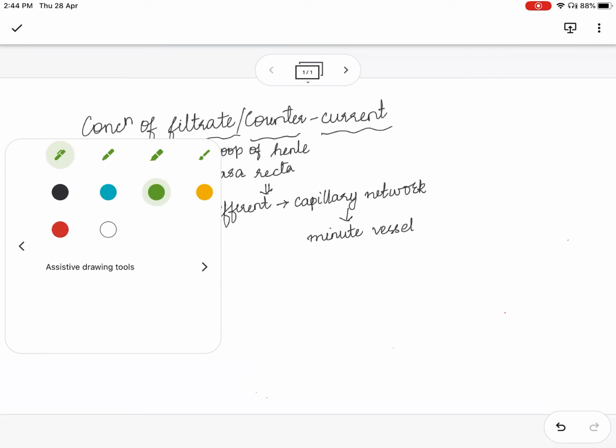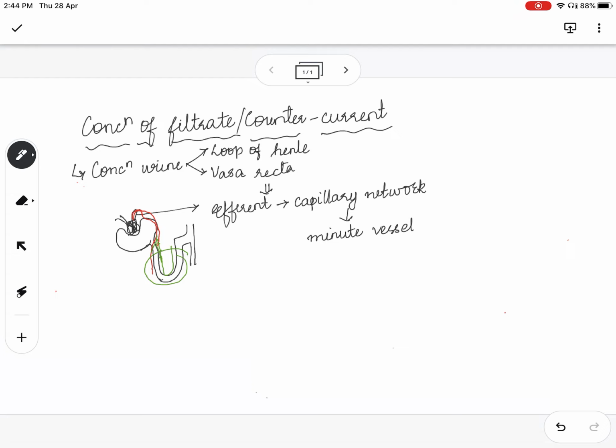That minute vessel which is going to run parallel over there, that itself is called as what? Vasa recta. Please do remember. Well, how did it come out? First of all, the efferent arteriole is going to form a fine capillary network. And there is a name also to remember. What is the name of that? That is the peritubular capillaries.